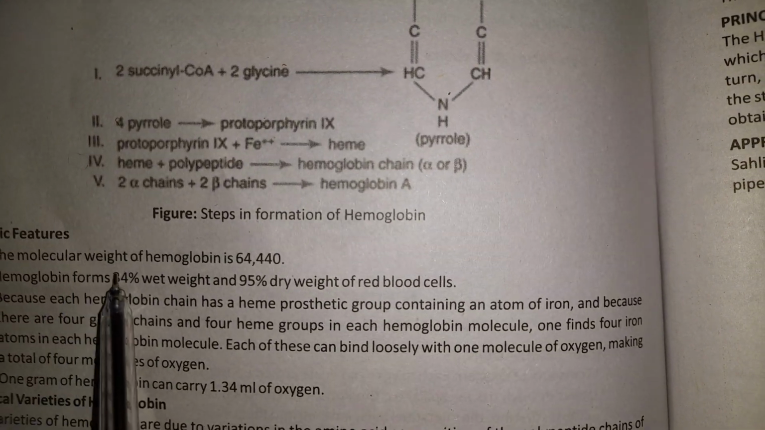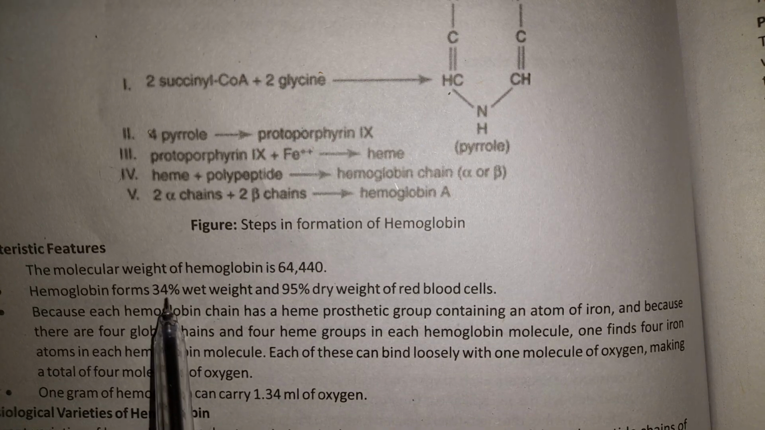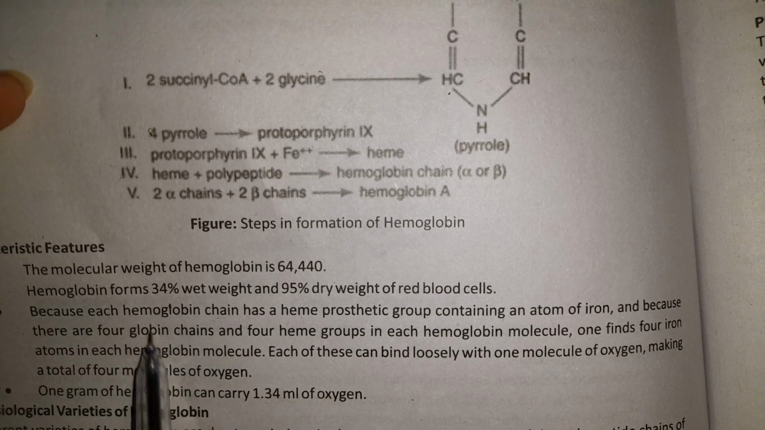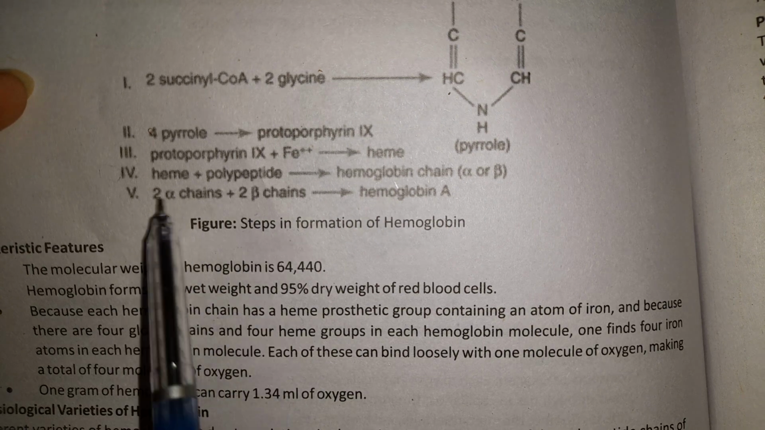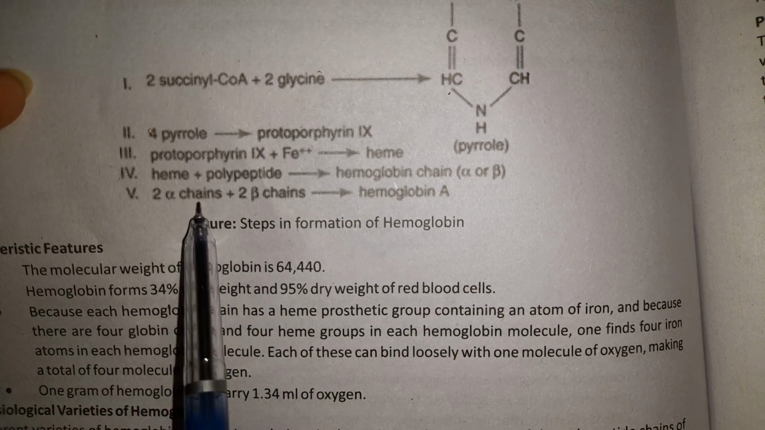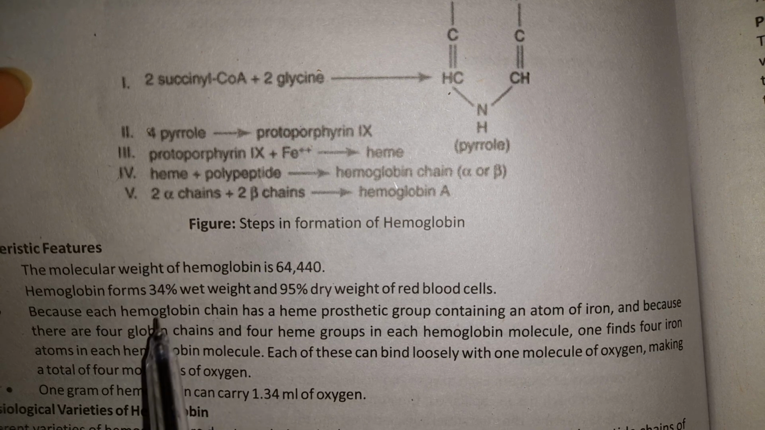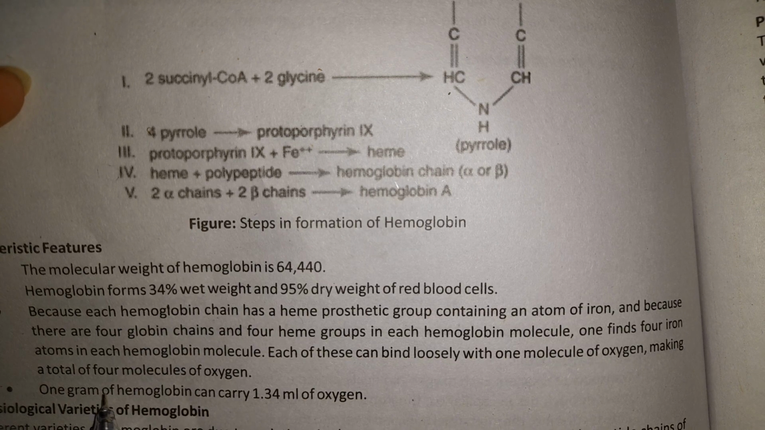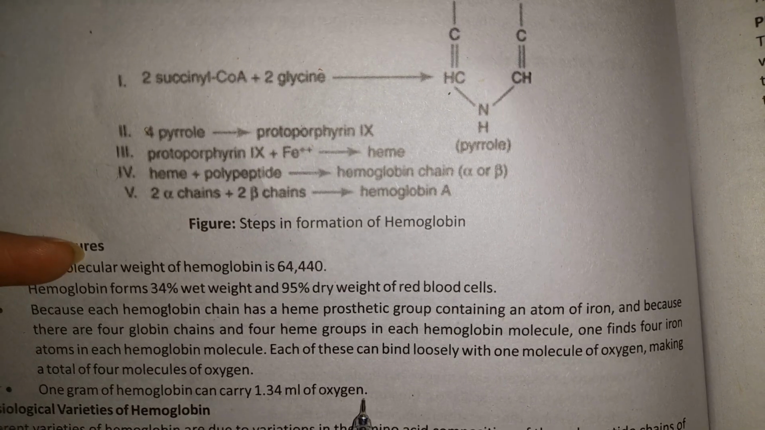Now, the molecular weight is 64,440. 34% wet weight, 95% dry weight. Also, hemoglobin can carry oxygen since it contains 2 alpha chains and 2 beta chains. One chain will bind with one oxygen, so it can carry 4 oxygen molecules in their molecular form rather than their ionic form, and 1 gram of hemoglobin can combine with 1.34 milliliters of oxygen.